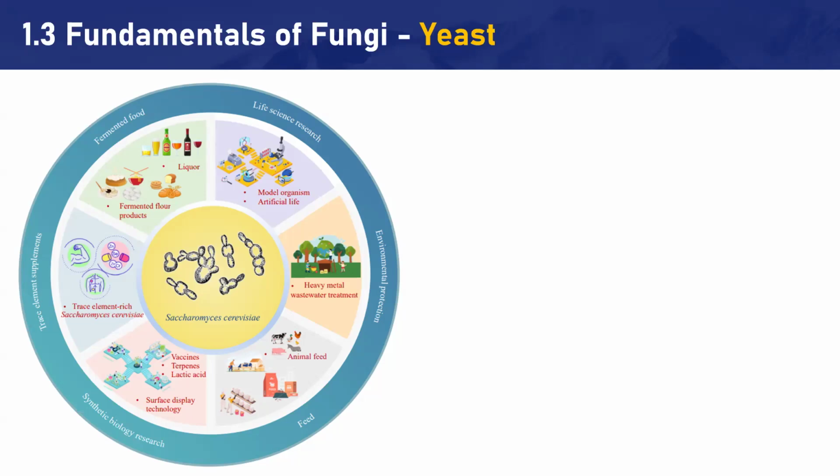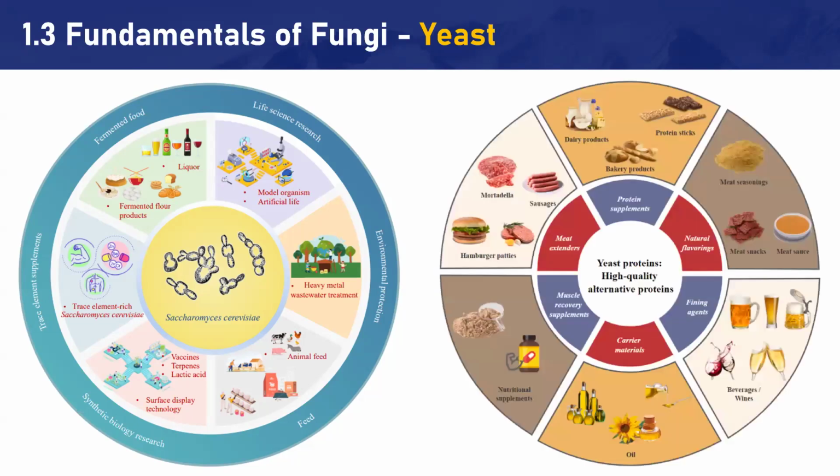Yeast is rich in beta-glucans in the cell walls. Beta-glucans as immunostimulants are very good for humans and animals to increase the immune system. Also, yeast proteins provide high quality. It's one of the alternative proteins to tackle the problem of the growing population around the world.